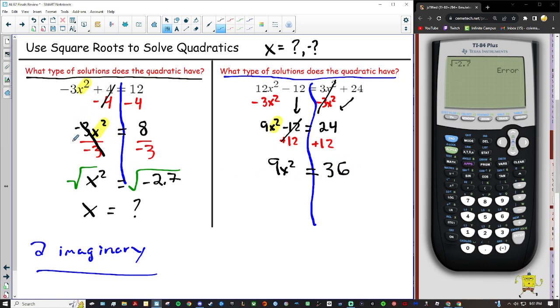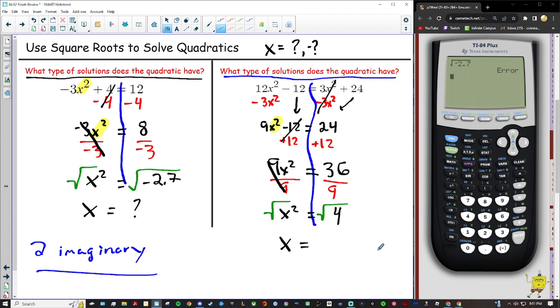Now, just like we did on this side, to get rid of our number in front, we divide both sides by 9. 9 divided by 9 is 1, so that leaves us with just x squared equals 4. 36 divided by 9 is 4. Now we're almost there. We almost have x equals a number. Right now I have x squared equals a number, and the only way to get rid of a squared is by square rooting both sides. When I take the square root of x squared, I get an x.